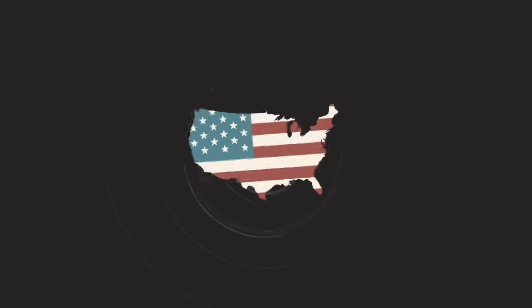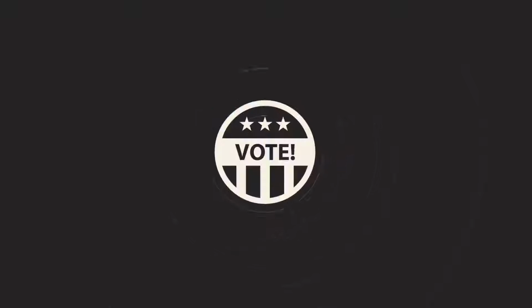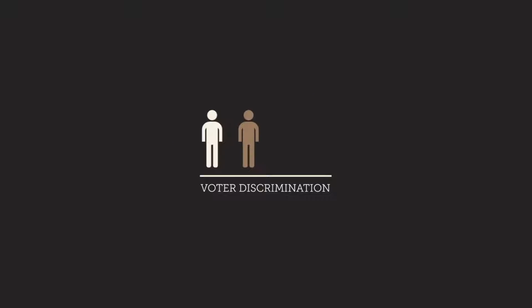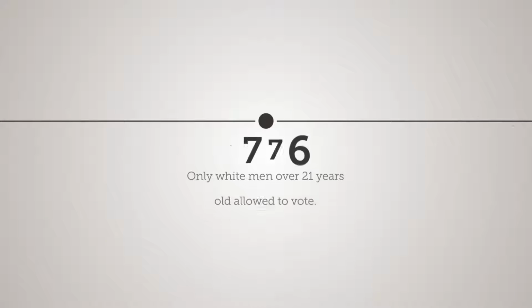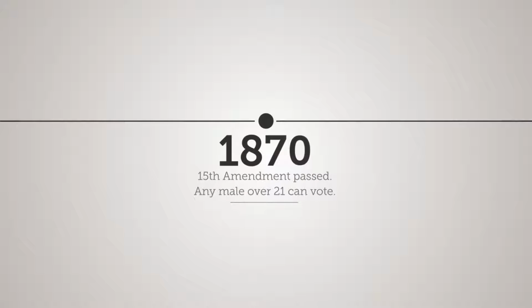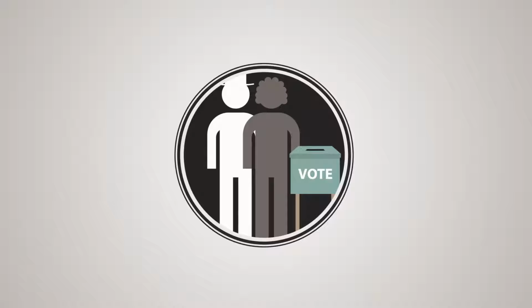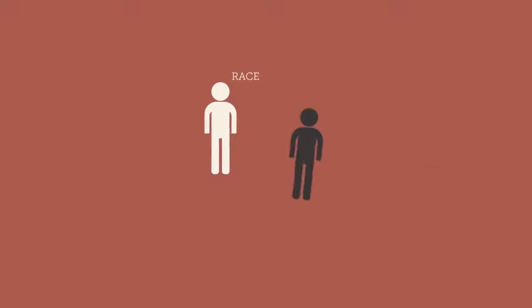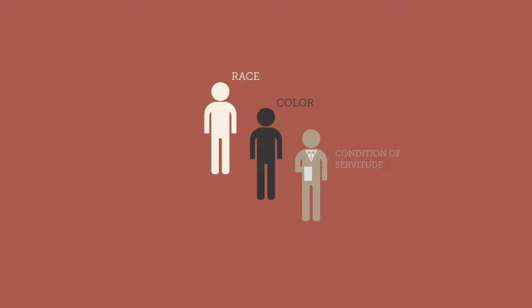In the course of history in the United States, the right to vote has been subject to many changes. Voter discrimination took many forms: race, color, sex, age. When this country was formed in 1776, only white men over the age of 21 had the right to vote. Nearly 100 years passed before the 15th Amendment to the Constitution granted the right to vote to any male over the age of 21, regardless of race, color, or condition of servitude.